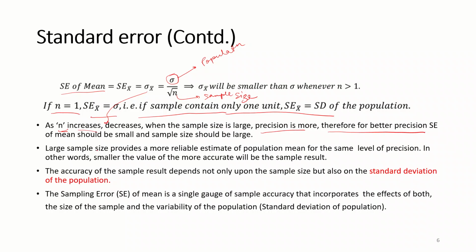So a large sample provides a more reliable estimate of the population mean for the same level of precision. In other words, the smaller the value of the standard error, the more accurate the sample result. So we essentially want this value to be smaller, then the error will be smaller. To make it smaller, we have to increase the sample size. Because n is in the root, if we increase it, this will come down. Both are inversely proportional. So the accuracy of the sample results depends not only on the sample size.